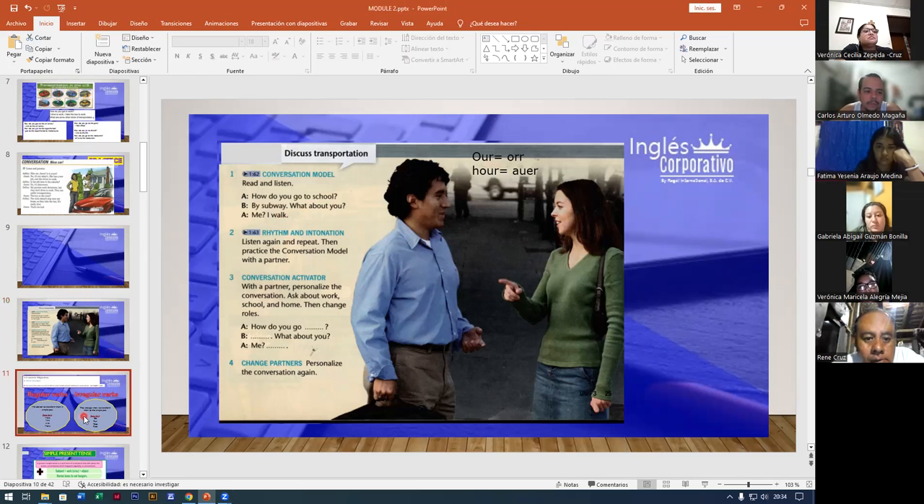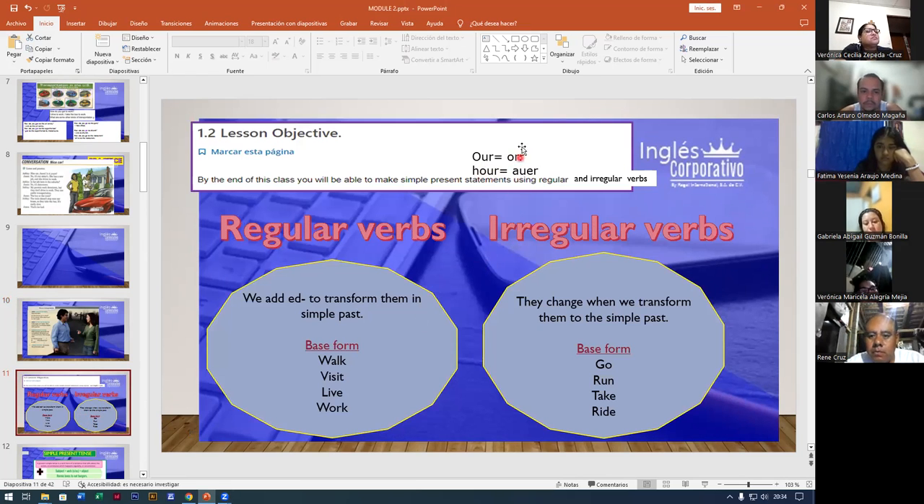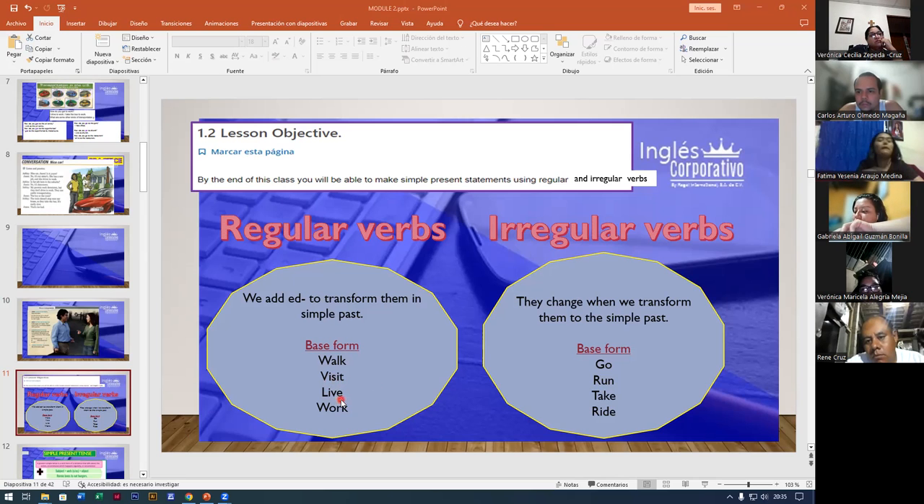All right, nice. If you observe, we have made conjugation of different actions like go, you can use ride, walk, even can use run also, those cases. Now, let's check here that we have the manner of regular verbs and irregular verbs. We have two types of verbs. The regular verbs are the verbs or the actions that when you transform to the past, they include ed. For example, walk, walked, you include ed. Visit, visited in the past. Live, lived.